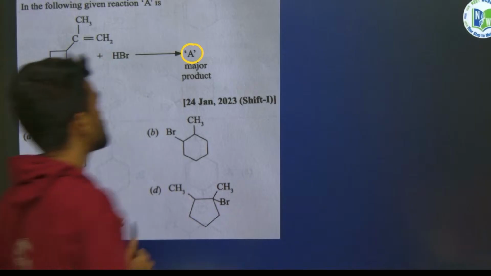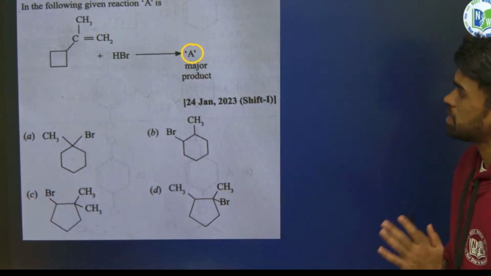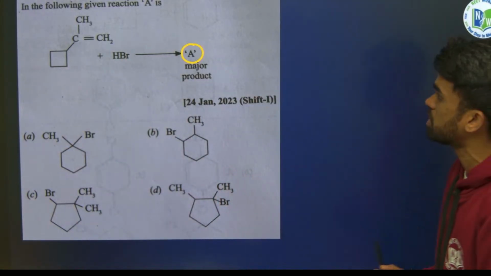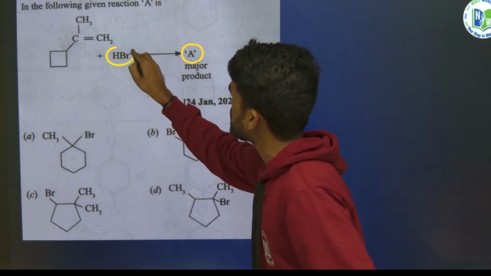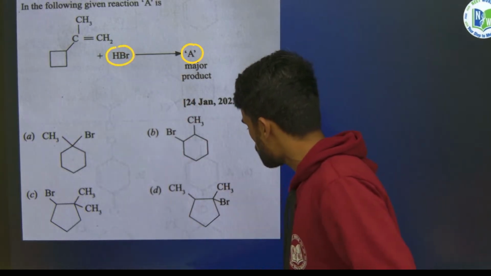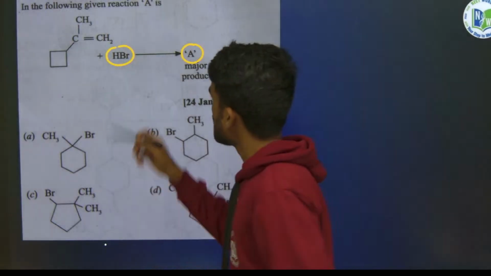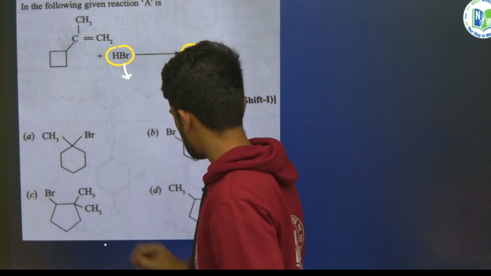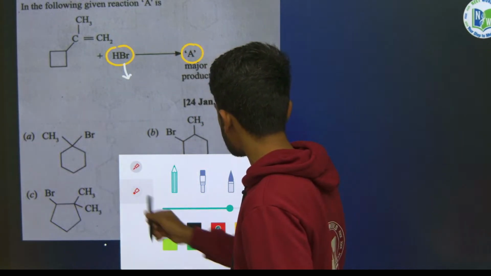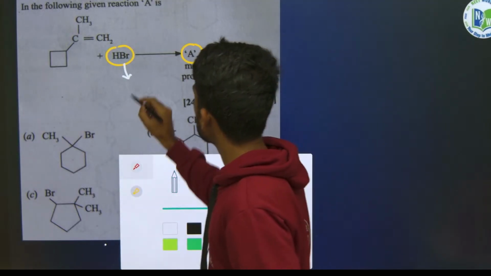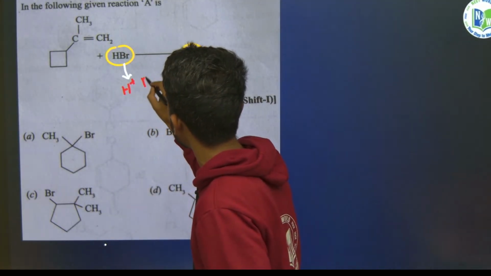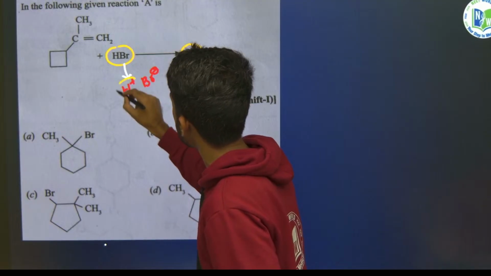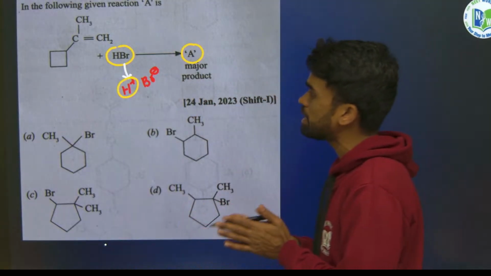This is a very easy question, but it involves a rearrangement reaction. What is the reagent given here? HBr, right? How will it be added? HBr is a strong acid, so it will dissociate into H plus and Br minus. Now this H plus is the electrophile involved in this reaction.